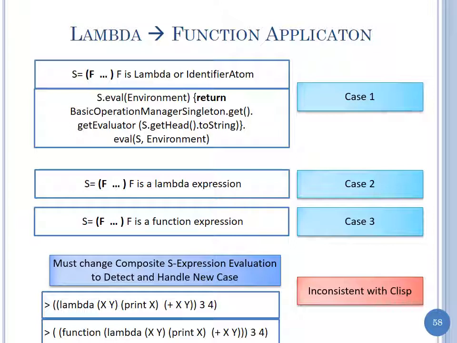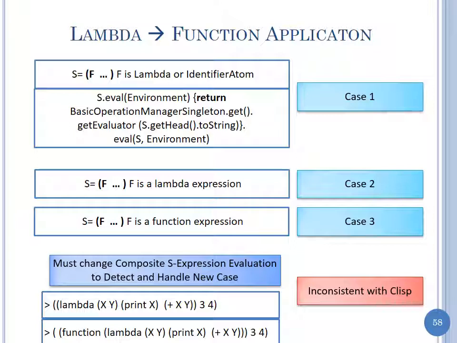Then we don't have to use funcall to call a lambda. We can just say lambda and parameters. Okay, so we can use the lambda expression directly. So that means in the S expression evaluator, we have to worry about what happens if the head of the S expression we're trying to evaluate happens to be a lambda expression rather than a plus or some other predefined operator.